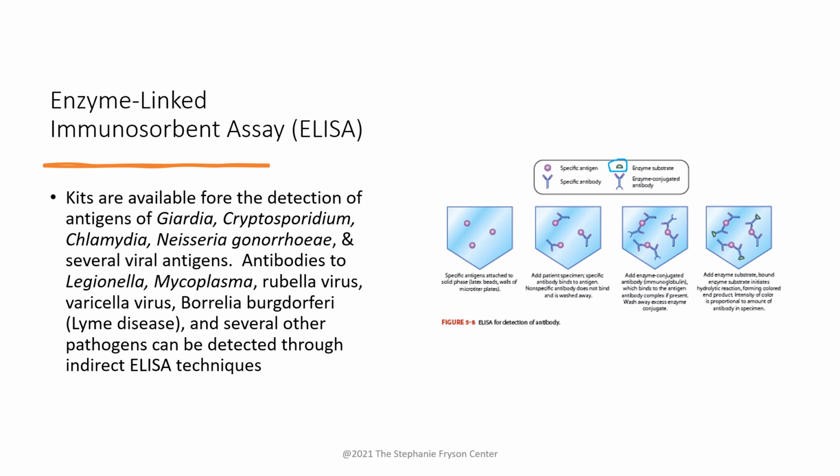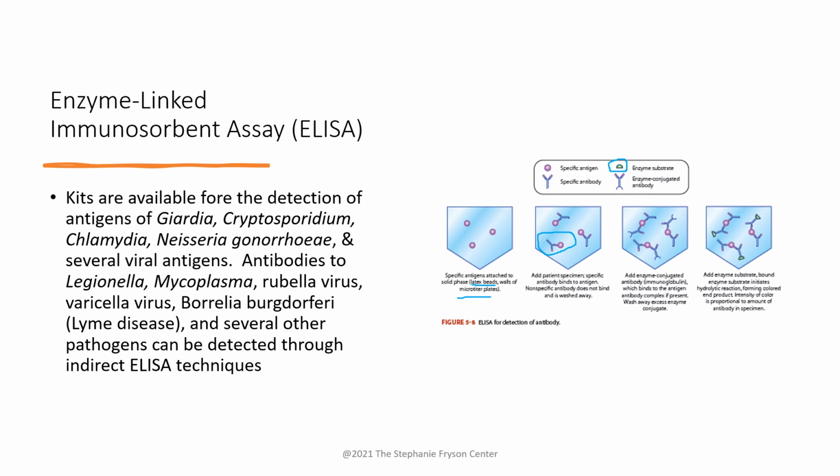Here is the specific antibody with its Fab sections and Fc sections, and the enzyme-conjugated antibody is represented here. What happens first is the antigen is attached to solid phase beads, normally latex beads that go inside a well, or it could be the wall of a microtiter plate. Then you add the patient specimen, and the antibody binds to this antigen. Non-specific antibody does not bind and is washed away, because there's a lot of washing in this process, right? So the specific antibody is what is left. Now you add the enzyme conjugate.